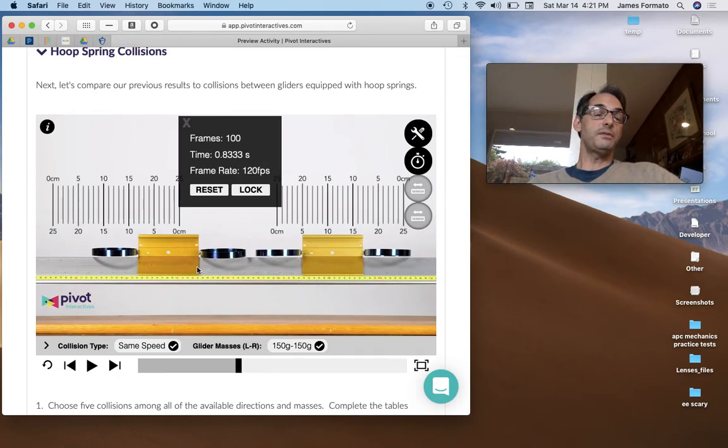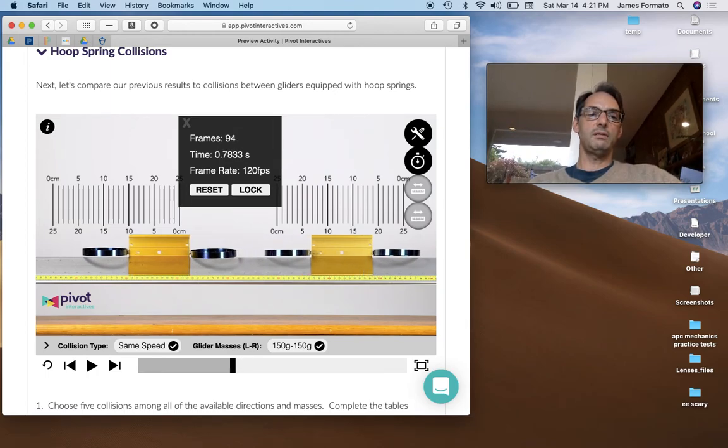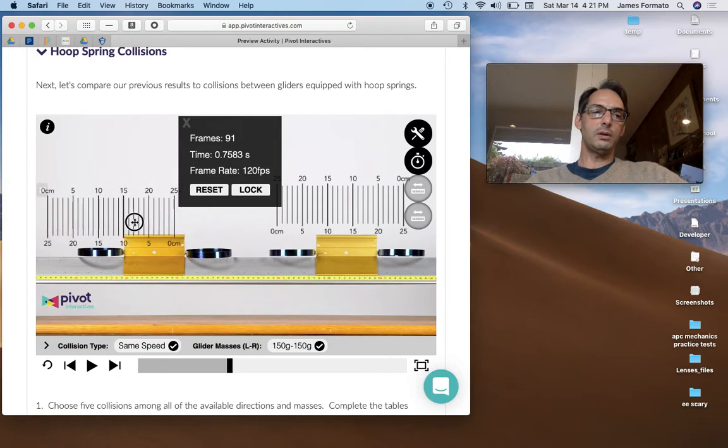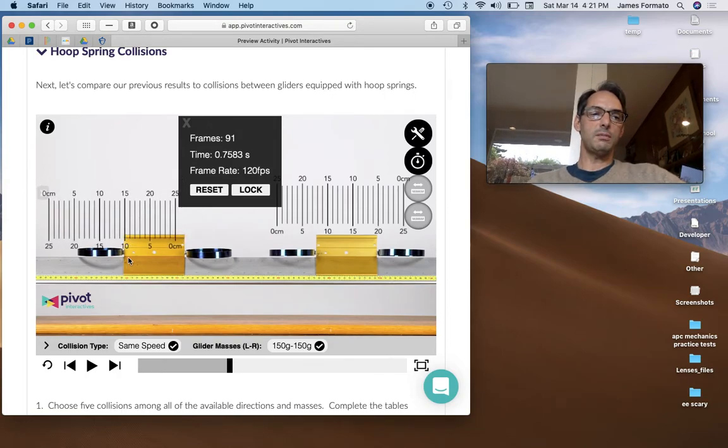To find each individual cart's momentum before and after the collision, we need to know the cart's mass and the cart's velocity. The masses are labeled here, 150 grams each. The velocities you need to measure. The way that we do that is we find a few frames before they collide. We line up our rulers so that, let's say, the 10 centimeter mark here is just at the very left. And I'm going to reset my clock. I'm going to go forward by some number of frames.